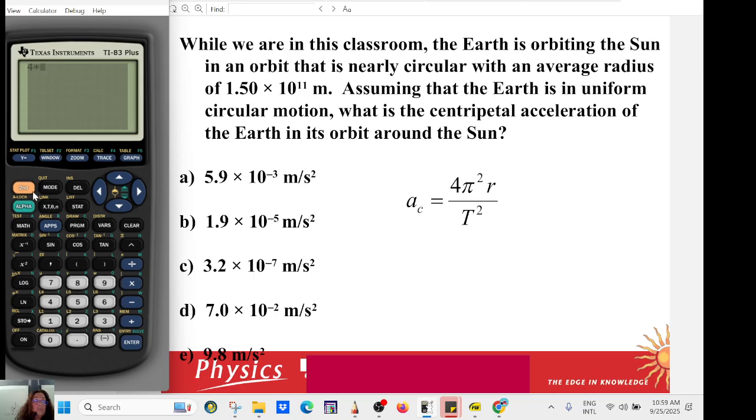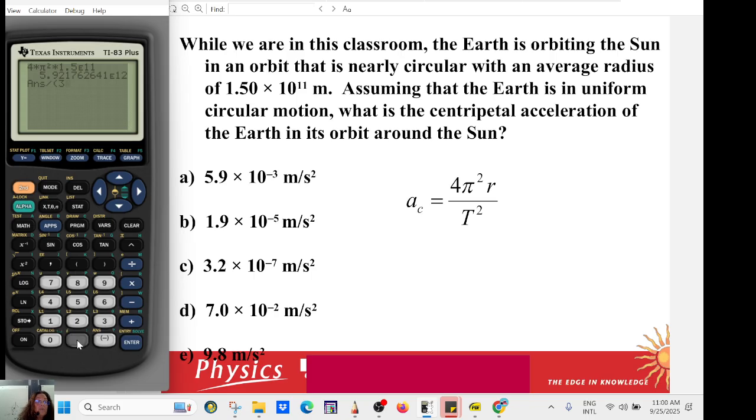4 times pi, pi squared, times the radius. Radius is 1, no, sorry, it's going to be 1.5 times 10 to the 11. Don't wait for me, okay? I'm a little bit slow. Divide by, and remember what I told you? 1 year is pi times 10 to the 7, so 3.15 times 10 to the 7.